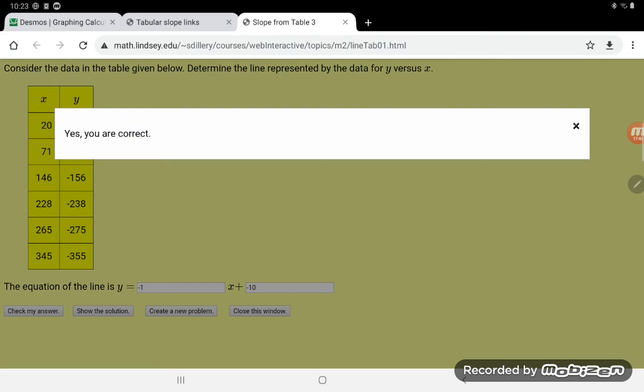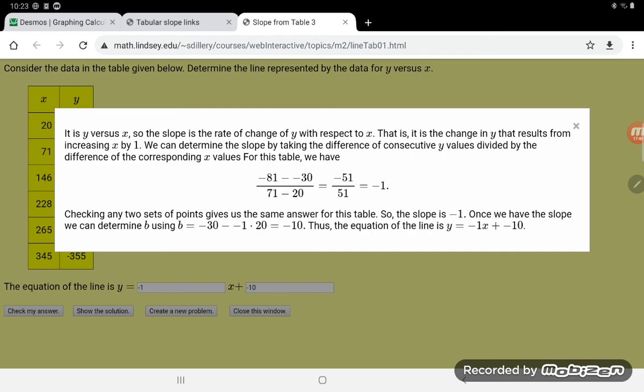Yes, I am correct. And I can show the solution. So that shows me getting the slope. It shows us getting the b here. Now, that's interesting. I'm not sure why I put it in that order with the y and then the minus -1 times 20, but I did, I guess. And so we see our -10, and there's our answer, y equals -1x plus a -10. And sure enough, we got it right.